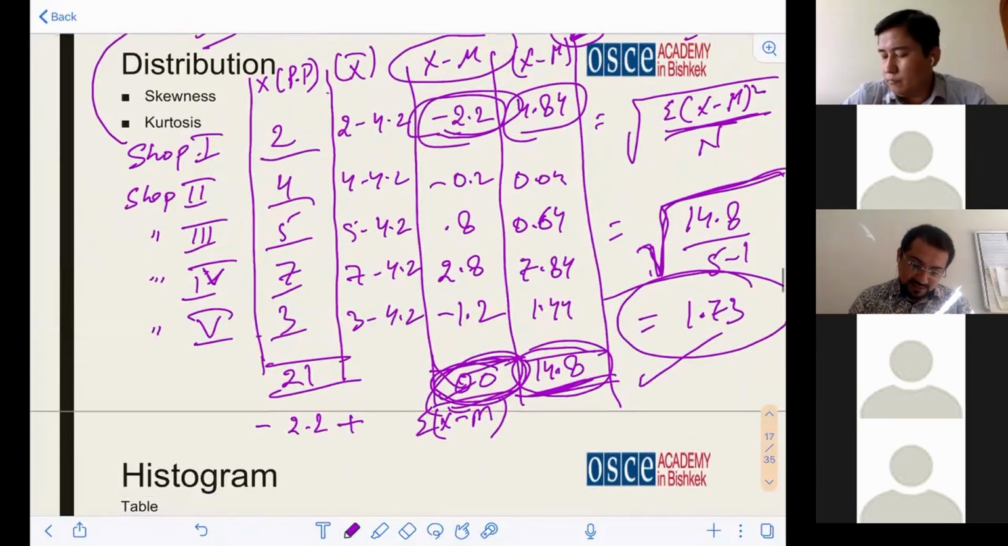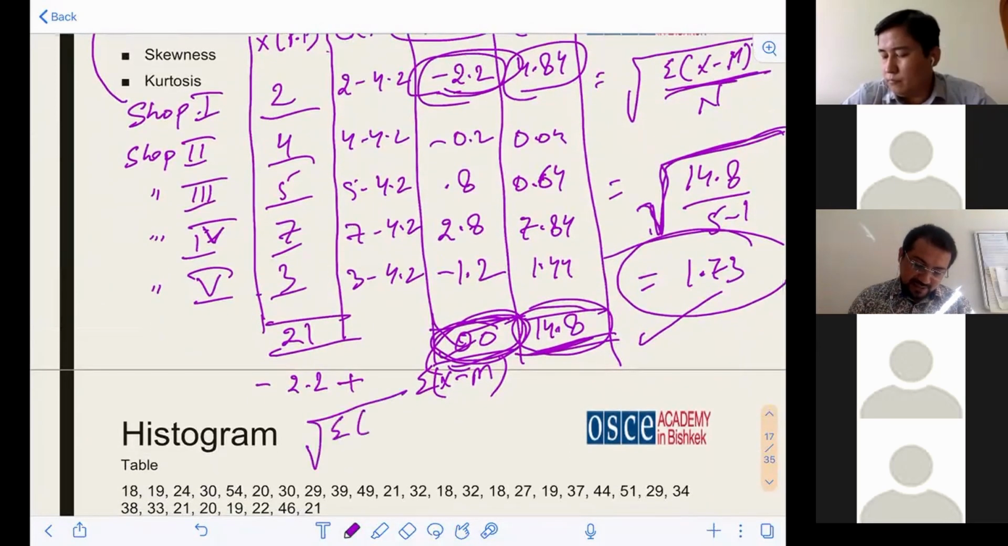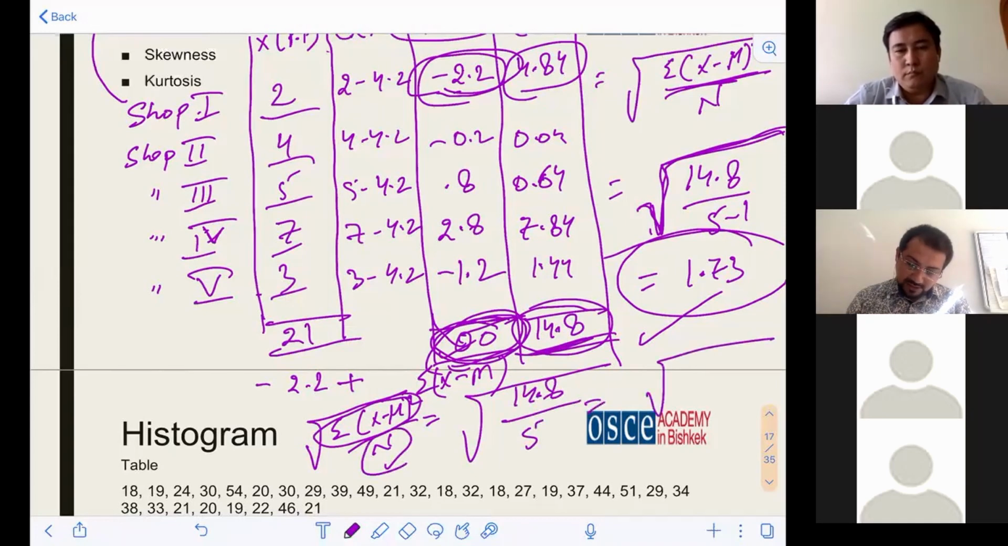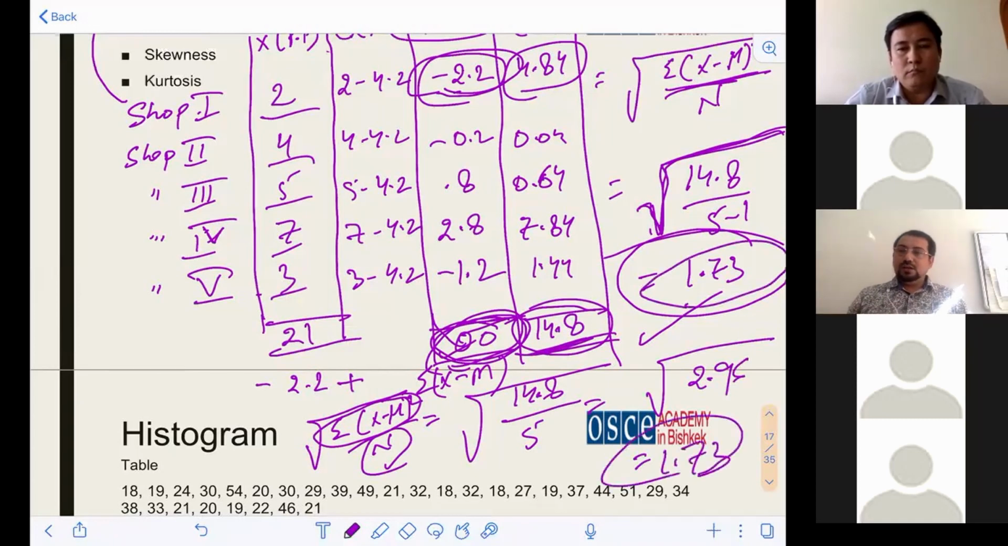So the formula is, again, I'm writing here, sigma x minus mu whole square divided by n. And here this value we got 14.8, and n is the number of observations, 5. You just do the division. 14.8 divided by 5. Now you got 2.96, and the square root of 2.96 is actually 1.73. Okay, very good.